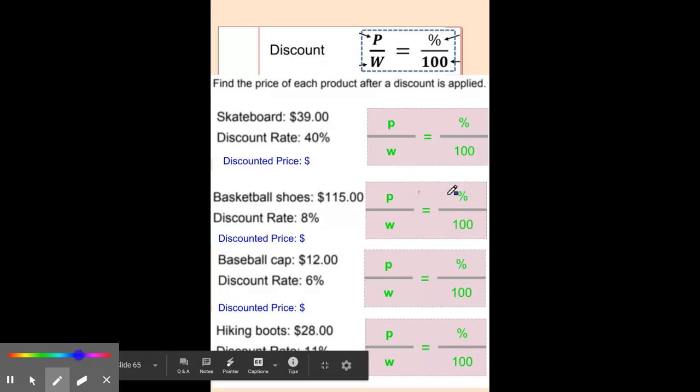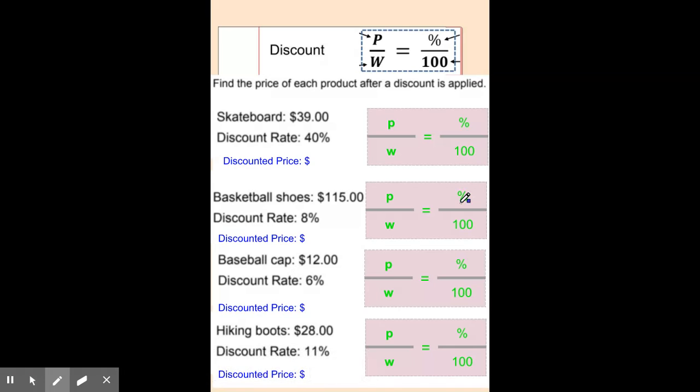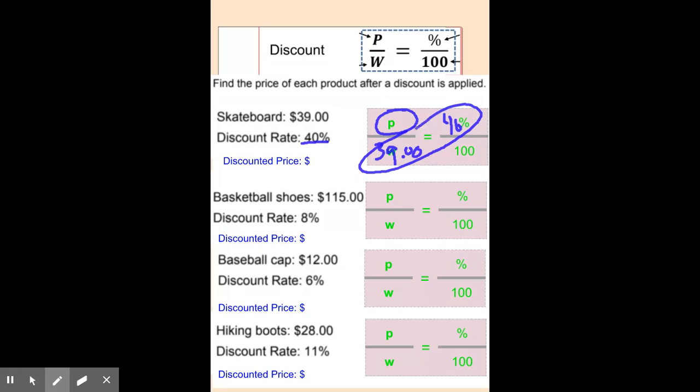Okay, so we're going to put what we need. We know that the discount rate is 40% for this skateboard. The price of the item is going to be our whole. So our whole is $39. And we want to find this part. That's what we don't know. 40 and 100 are not really nice to each other. 39 and 100 are not really nice to each other. So what we can do is cross multiply, so 39 times 40, and then divide by 100.